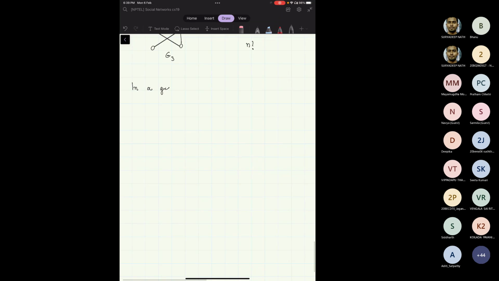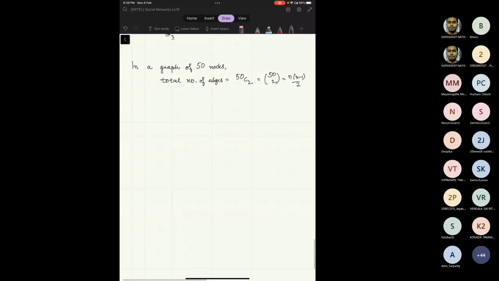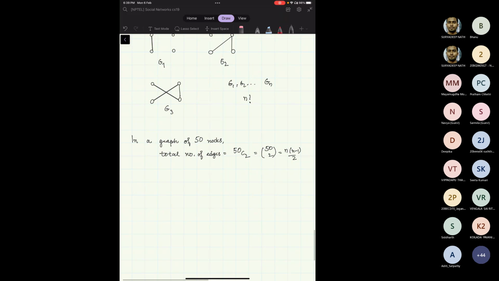In a graph of 50 nodes, the total number of edges is equal to 50C2, or written like this. So it's basically n into n minus 1 by 2. So you pick any two vertices, any two nodes, and you draw an edge between them. So the total number of ways you can pick two nodes is the total number of edges, which is 50C2. So this is the total number of edges.